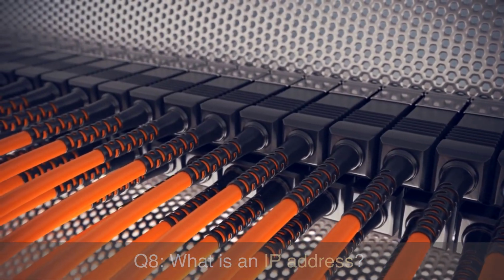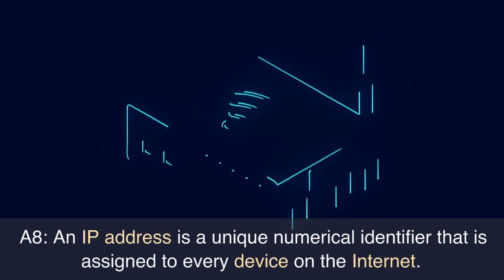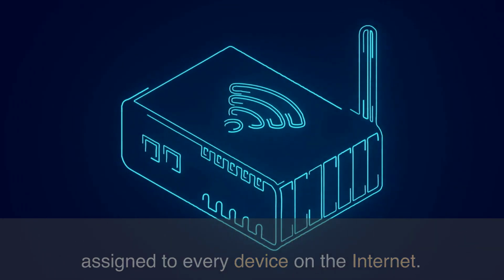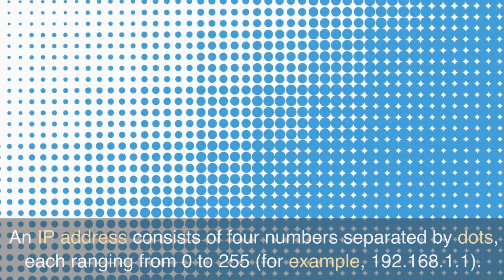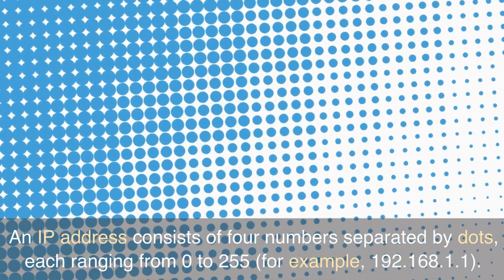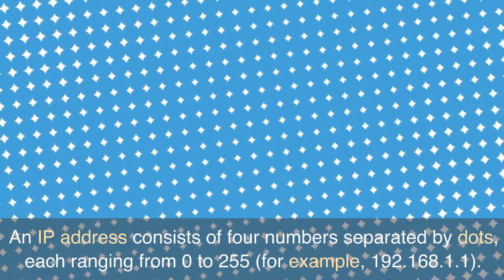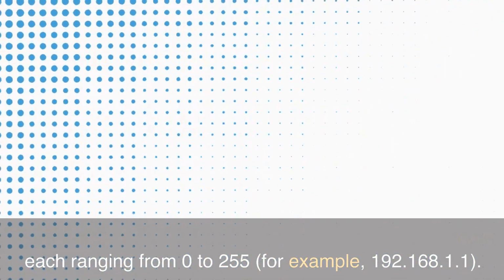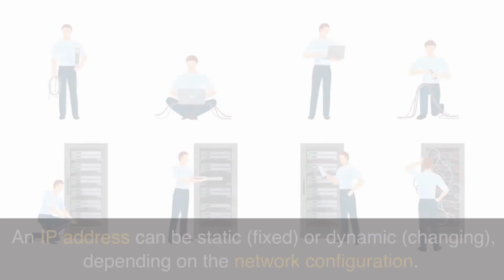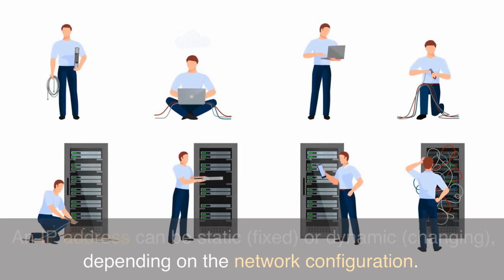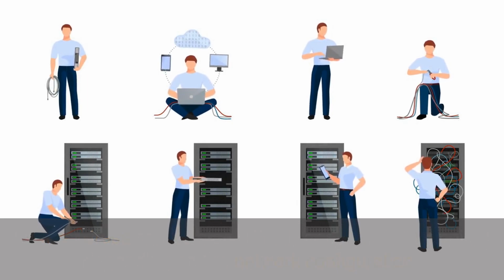Q8. What is an IP address? A8. An IP address is a unique numerical identifier that is assigned to every device on the Internet. An IP address consists of 4 numbers separated by dots, each ranging from 0 to 255, for example, 192.168.1.1. An IP address can be static (fixed) or dynamic (changing), depending on the network configuration.